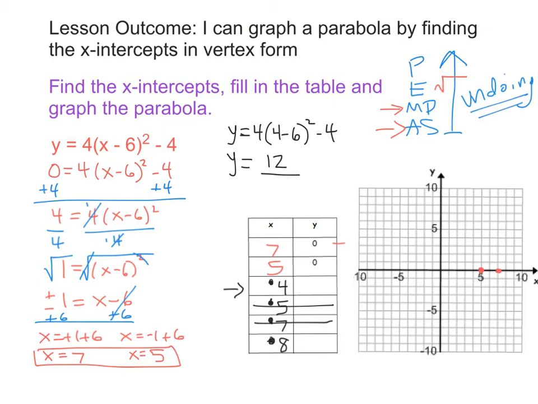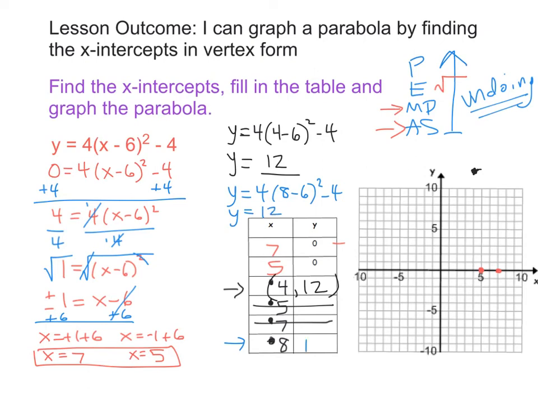So (4, 12), again, that's a point right there. So (4, 12) would be right about here. Again, sorry, that's not quite on the graph paper, or the coordinate plane. And if we pick another value, let's say 8 down here, and put an 8 in instead of a 4, so we're going to give y equals 4 times (8 minus 6) squared minus 4, we are going to actually get 12 again when we do that.